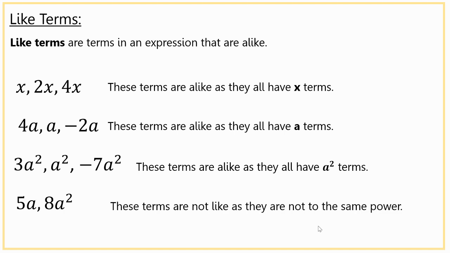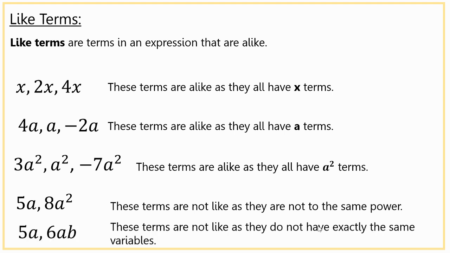But what's important to note is that 5a and 8a squared are not like terms. That's because your like terms have to be to the same power. So one's an a and one's an a squared. And again, 5a and 6ab are not alike. One of them's an a and one of them's an ab. So it's important that that variable is identical.